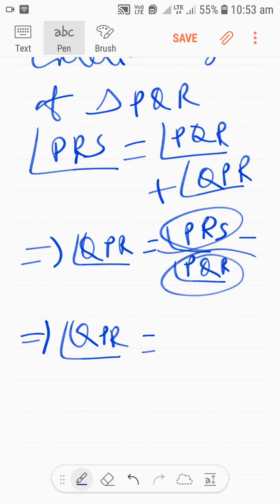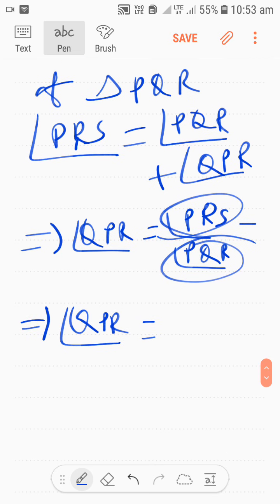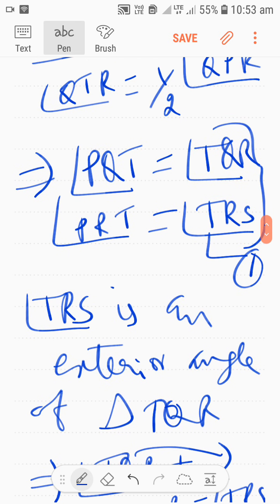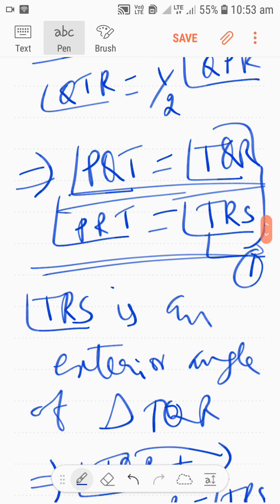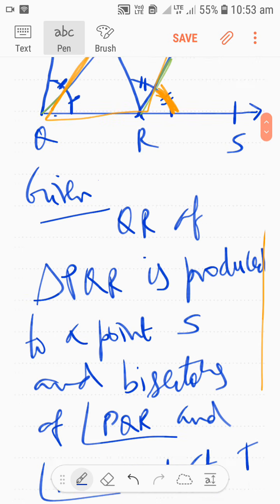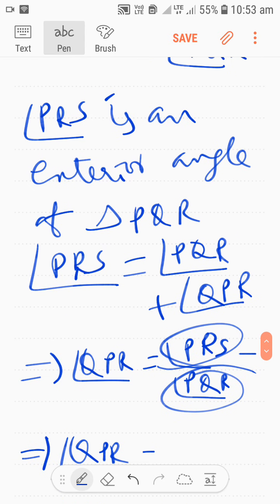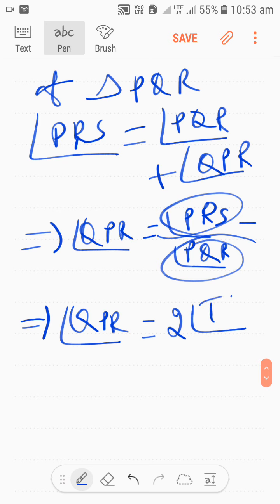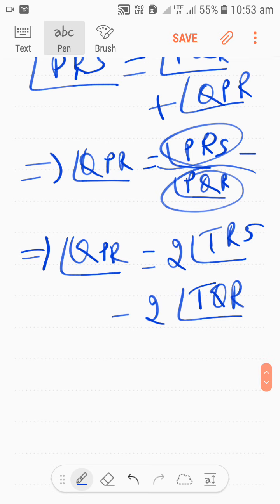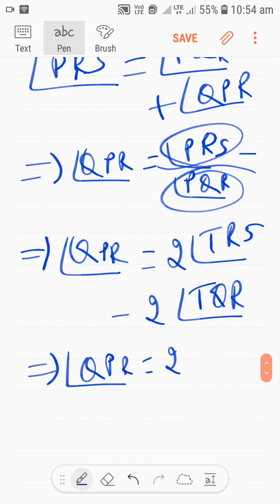So now angle QPR equals PRS minus PQR. This PRS is from the first equation. See here, from this we can say this PRS is 2 times angle TRS, because angle bisector, no? So 2 times. This PQR is also 2 times angle TQR. So angle QPR equal to 2, you can take it outside.